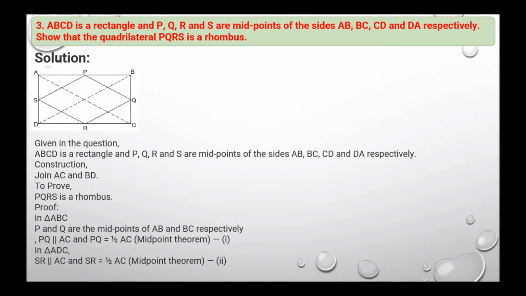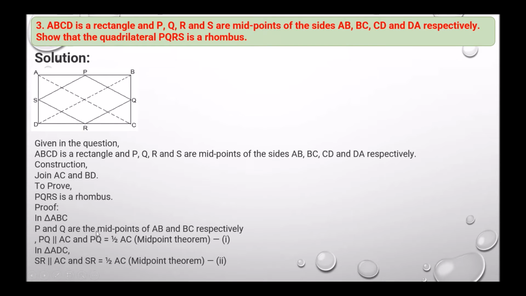Next, ABCD is a rectangle and P, Q, R and S are the midpoints of the sides AB, BC, CD and DA respectively. Show that quadrilateral PQRS is a rhombus. It is given in the question that ABCD is a rectangle and P, Q, R and S are the midpoints of the sides AB, BC, CD and DA respectively. First, we will join AC and BD.